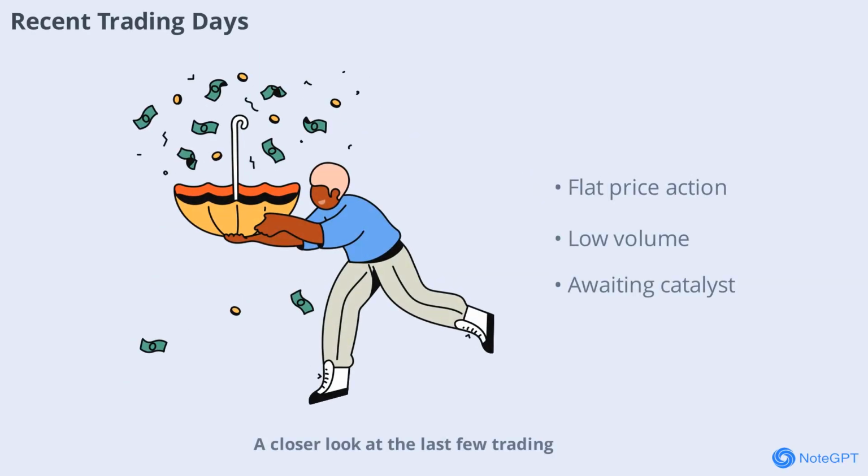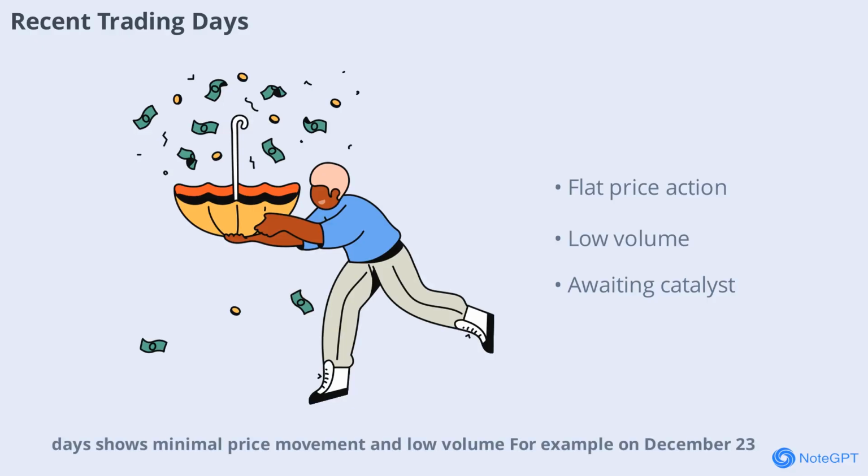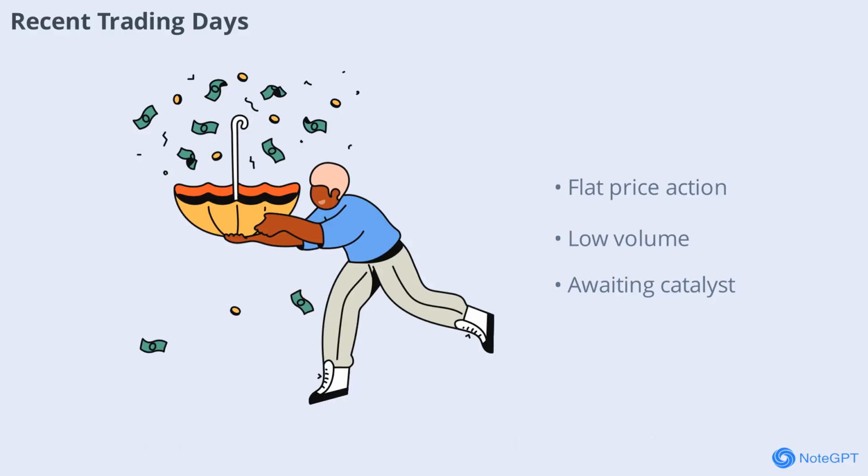A closer look at the last few trading days shows minimal price movement and low volume. For example, on December 23, the price was flat at 0.18 with a volume of just 3,061 shares. This lack of activity suggests that traders are waiting for a catalyst before taking action. Monitoring upcoming news or market developments could provide the spark needed for renewed interest.